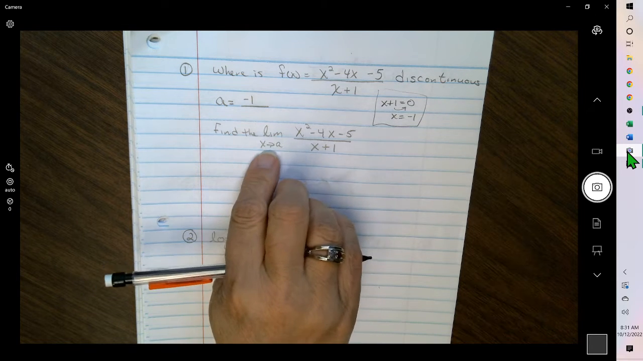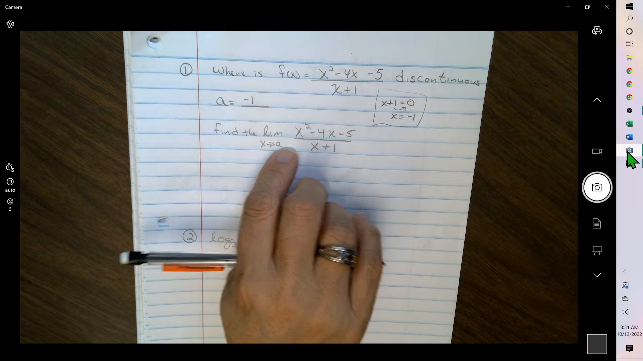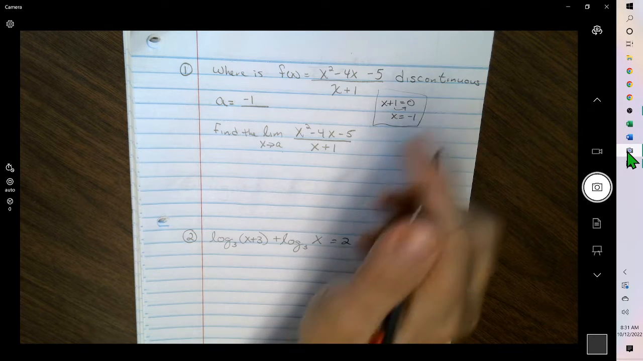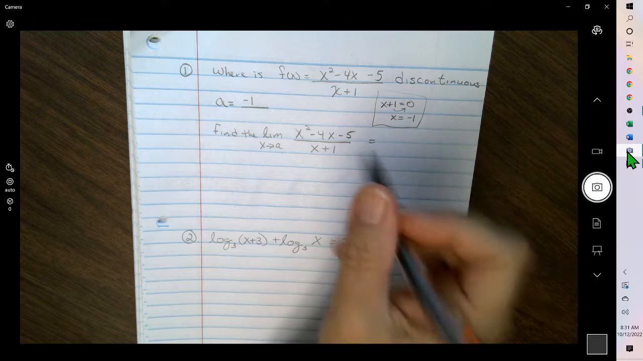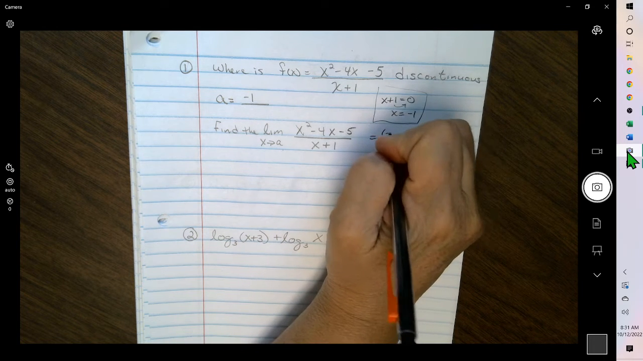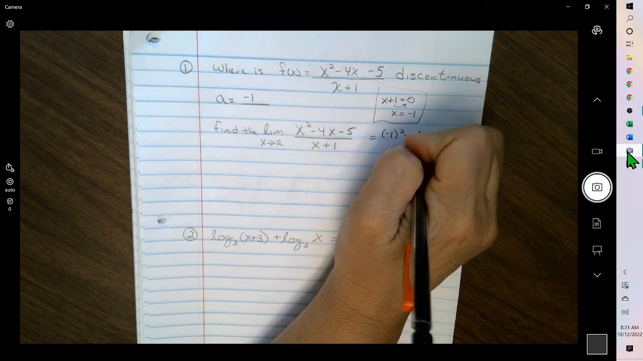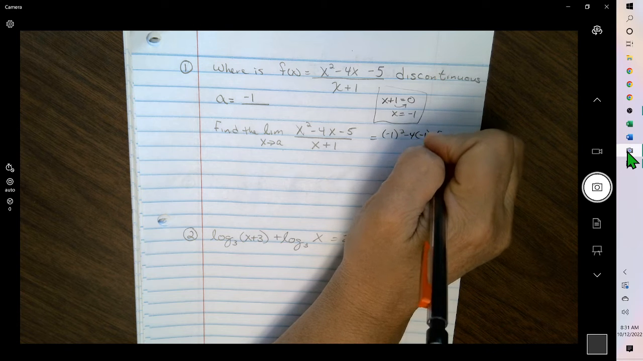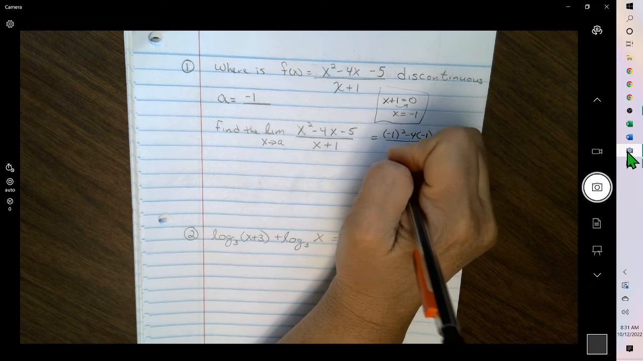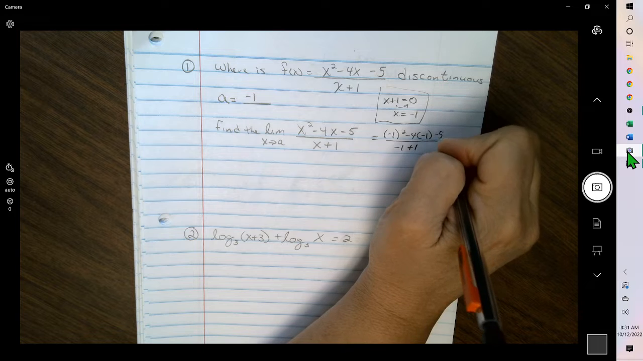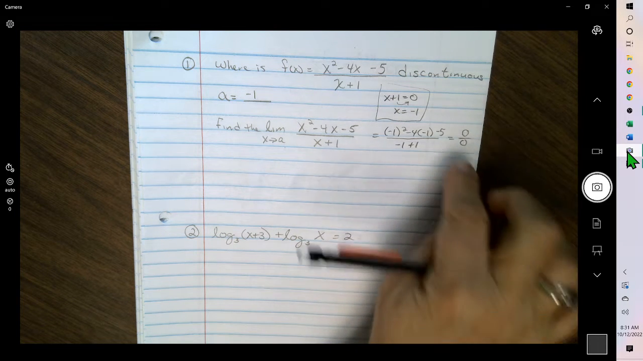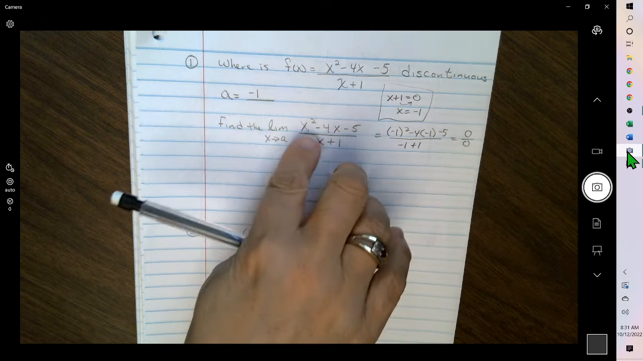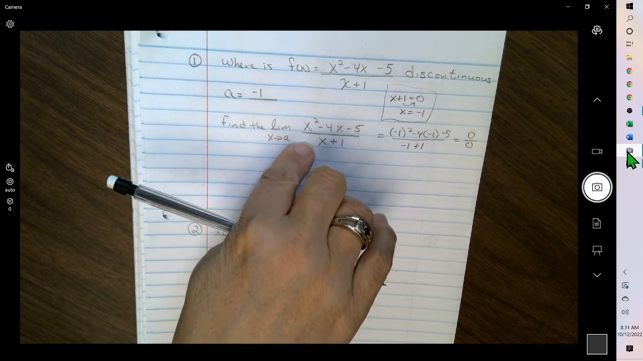Now if we want to find the limit as x approaches -1, because that's where it's discontinuous, first thing we do is just plug it in. If you get an answer, then we're done. If we plug in -1, we know in the bottom we're going to get 0. But on top we're also getting 0. That means there's a common factor. You need to go back and reduce this.